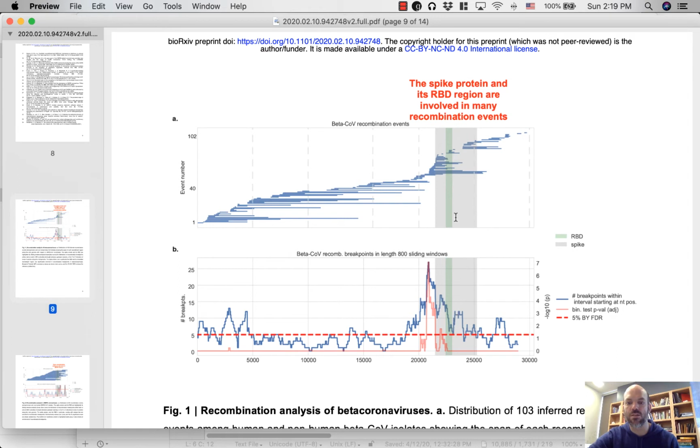You can see in both of these graphs that a lot of the recombination events that they detected, comparing all of these genomes, occur in this spike protein region, including the receptor binding domain. And this one in particular is showing that a lot of these breakpoints, and recombination literally involves breaking DNA molecules and then stitching them back together, often occur just before this spike protein, indicating that the spike protein as a whole is being involved in these recombination events, which is what we had seen in the previous paper. And these authors see evidence for it as well.